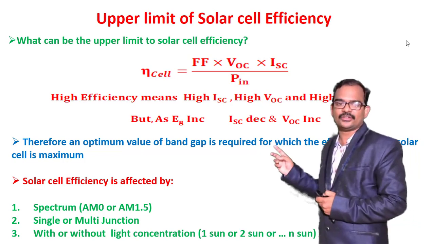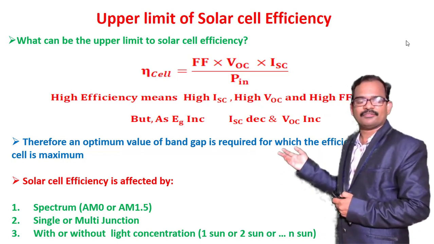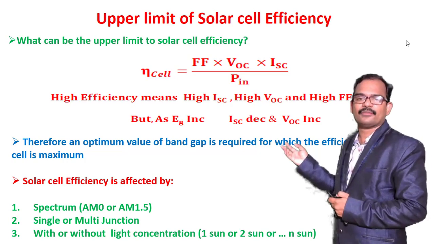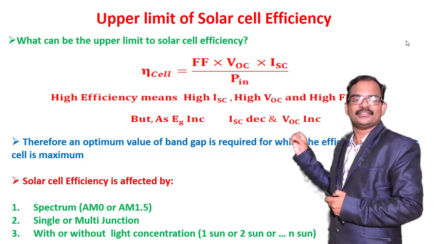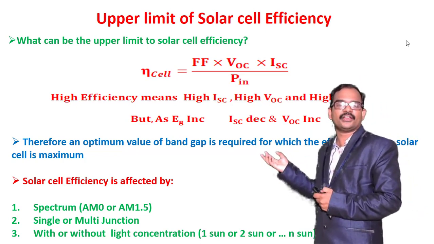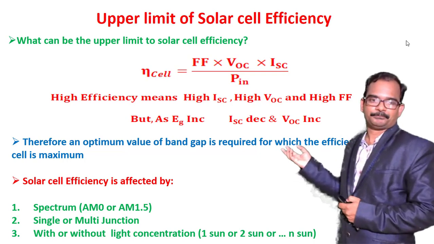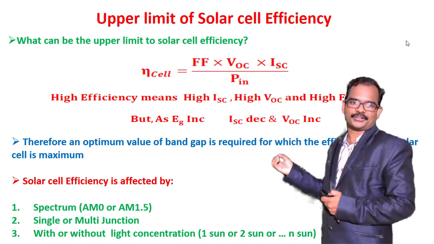The second is single or multi-junction. If there is a single junction, then the efficiency will be quite less. If there is a multi-junction, then the efficiency will be quite high, which we have seen in the last semester, gallium arsenide solar cells or multi-junction solar cells. If I go for multi-junction solar cells, the efficiency can range up to 40%. But a normal efficiency of a single junction solar cell is 17 to 20%.